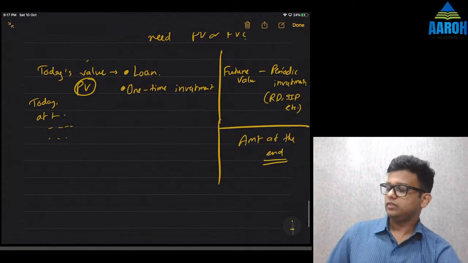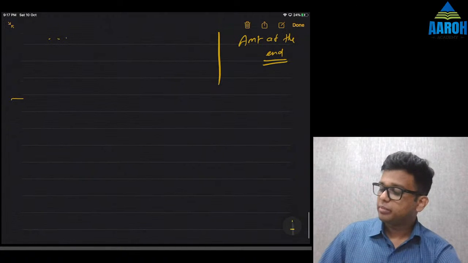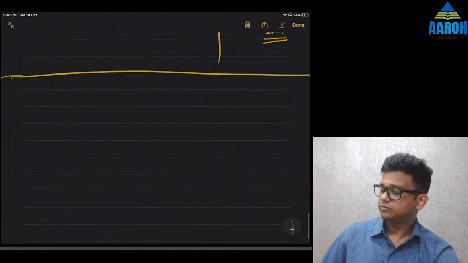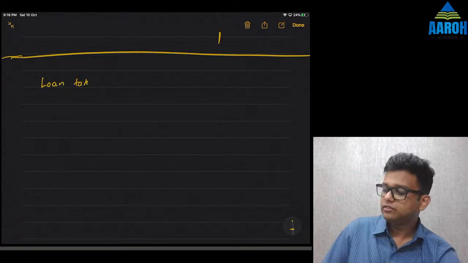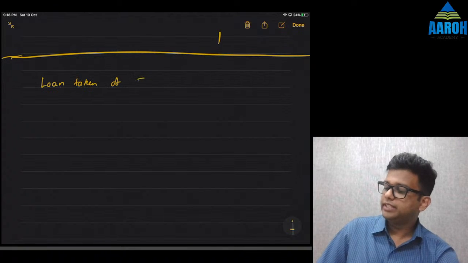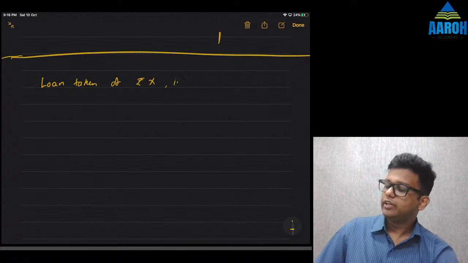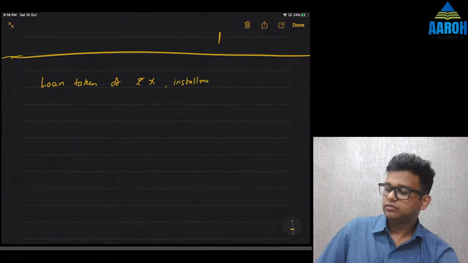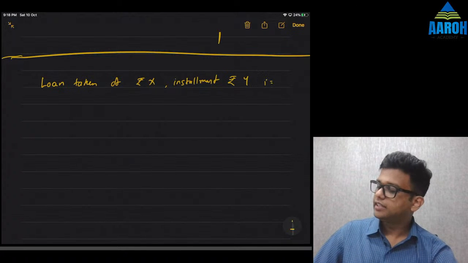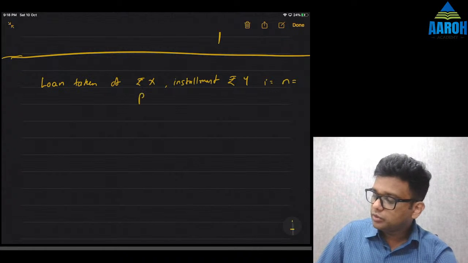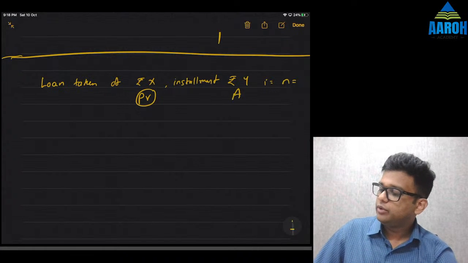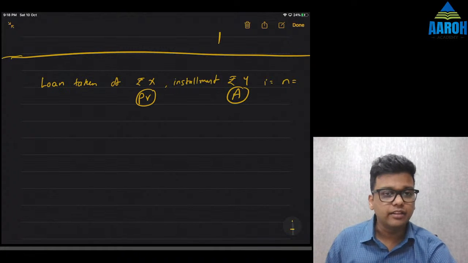Okay. For example, generally present value questions will be like this. Loan taken of rupees X, installment rupees Y. I is given, N is given. So obviously in this case we need present value, where this is the annuity amount and this is I and N.